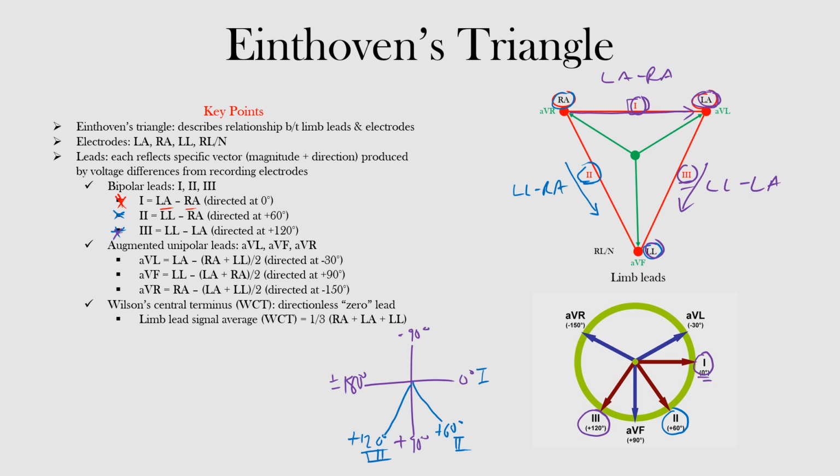And those are the three bipolar leads, 1, 2, and 3. Okay, so we have the bipolar leads. Now let's look at the augmented unipolar leads.